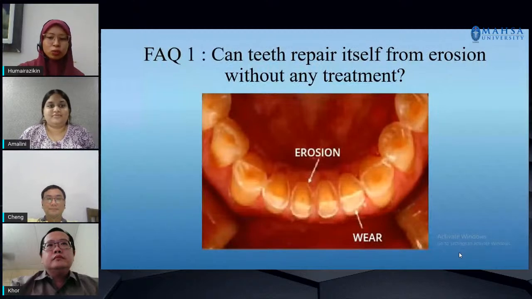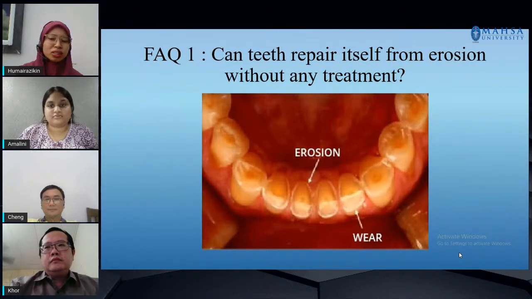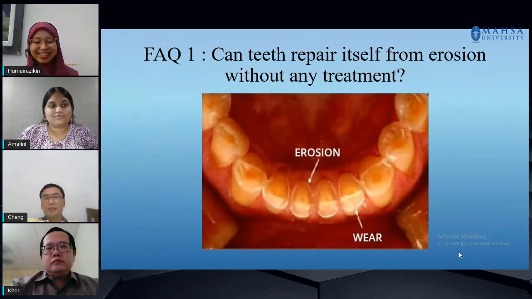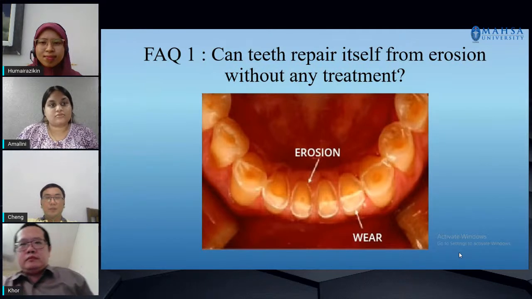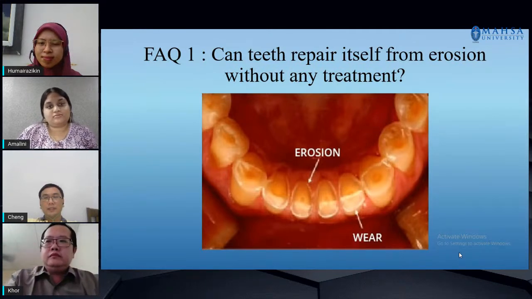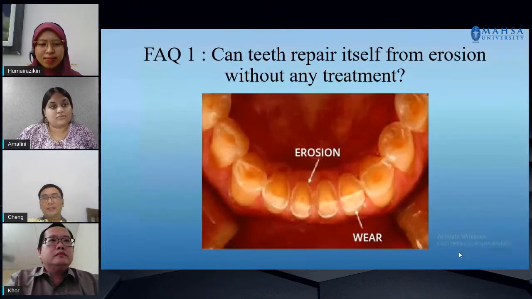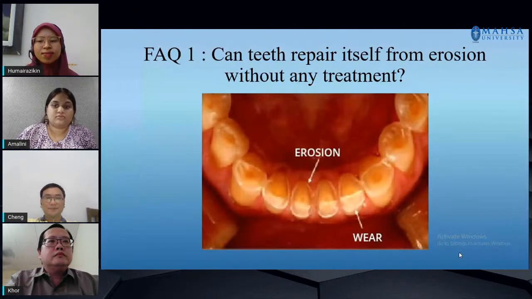Alright, so for the first question, Dr. Cheng, I just keep wondering, can teeth repair itself from erosions without any treatment? Actually, when there's erosion, there's damage to the tooth enamel, which is the outside layer of the tooth. The tooth enamel actually can be regrown. However, if you can prevent the erosion, we can prevent it from getting worse, and with just a normal dental treatment, we can take care of your tooth. Thank you, Dr., for enlightening us.